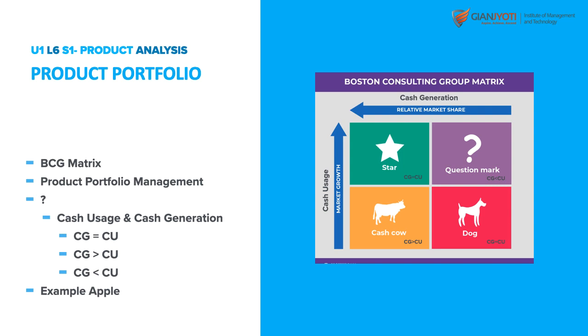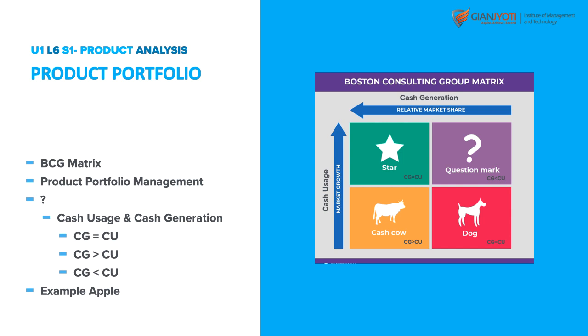Now the third question I would like to ask you is, what is the difference between dog and star, where in both the cases the cash generated is equal to the cash usage? In case of dog, neither your share is increasing because the market is also not increasing. So there is no future for this product. So you are putting in the money and you are generating the same amount of money. So in the long run, there is no need to work on this product because there is no growing market for that product. So we'll talk about that in detail.